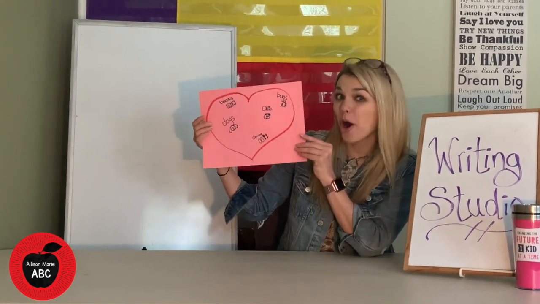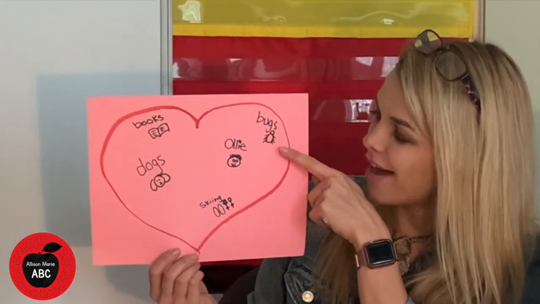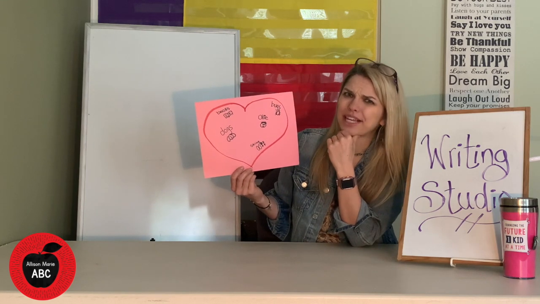We need to look at our brainstorming sheet from last week. So go ahead and pull out your poetry hearts so you can start to see those topics that you have strong feelings about. Here were mine: books, dogs, skiing, bugs, and of course my nephew Ollie. So I need to choose one of these topics to turn into an acrostic poem.